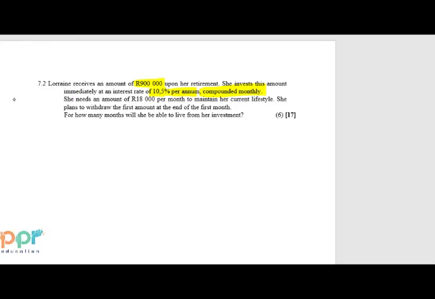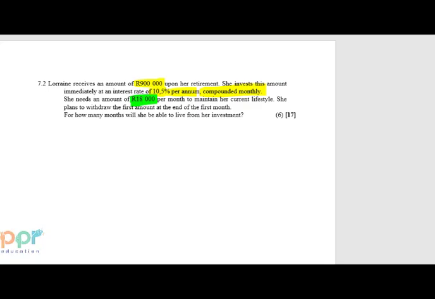And then Lana needs an amount of 18,000 per month to maintain her current lifestyle. Now she plans to withdraw the first amount at the end of the first month. How many months will she be able to live from her investment? They want to know how many months it will take.